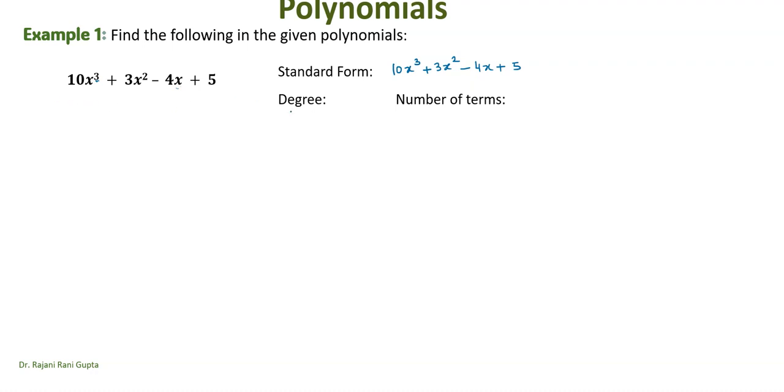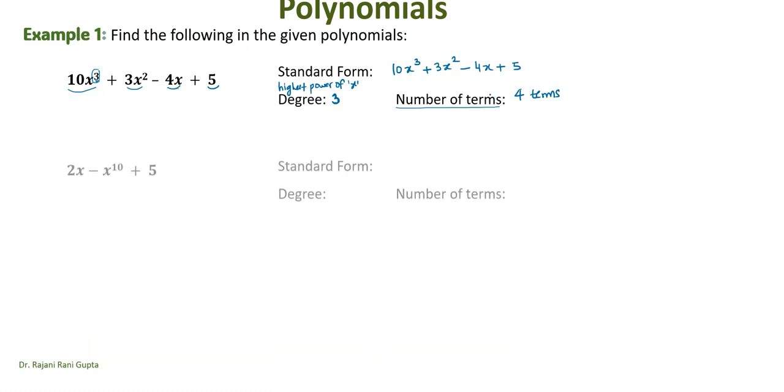Now, when we look for the degree, it means the highest power of x. What is the highest power here? It is 3. So the degree of this polynomial is 3. Now, we calculate the number of terms. How many terms are there? 1, 2, 3, 4. There are 4 terms.